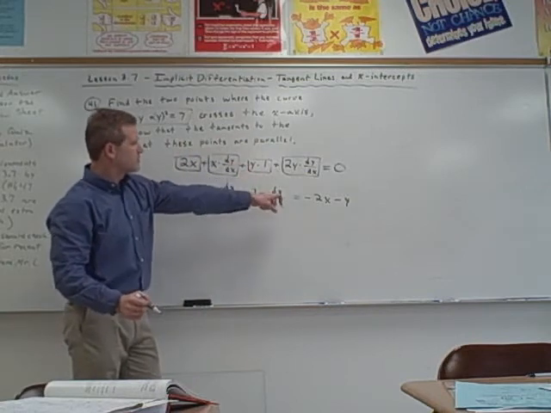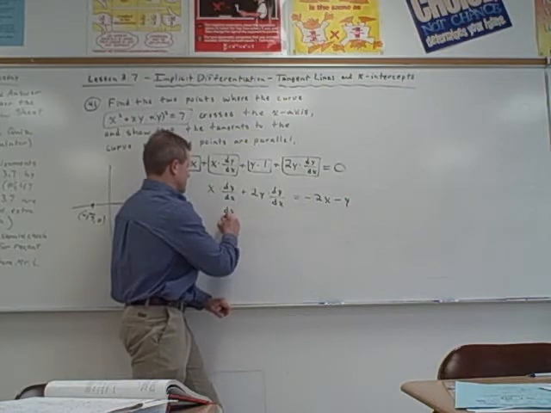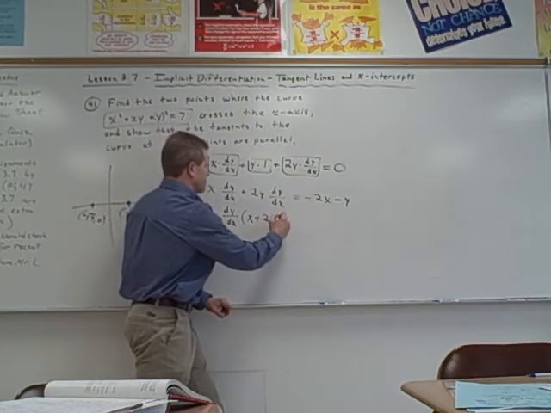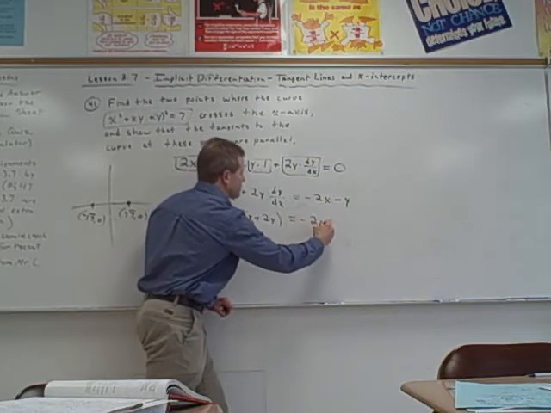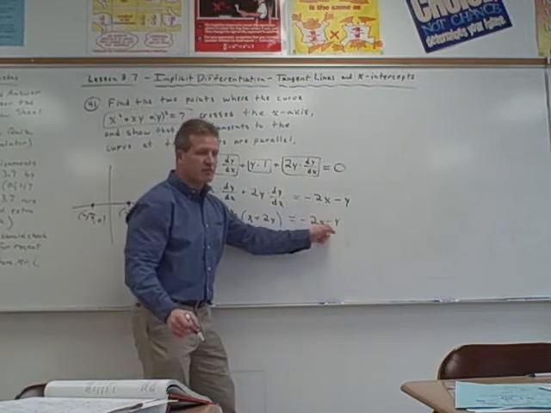Subtracted them over. That's why they're both negative. Next, factor out the dy dx out of here. That will leave you with x plus 2y right there, equals negative 2x minus y. And then finally, divide by x plus 2y on both sides.